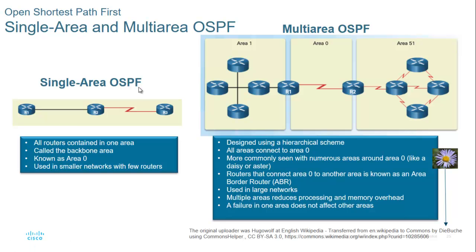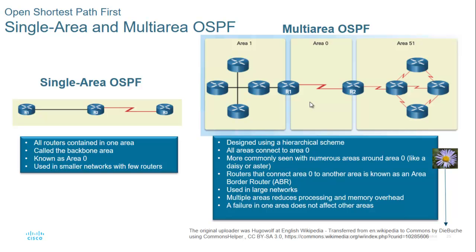Multi-area OSPF is designed using a hierarchical scheme. All routers connect to Area 0, and you can look at Area 0 as the middleman, the one in between connecting these different areas. Multi-area OSPF is most commonly seen with numerous areas around Area 0. A router that connects Area 0 to another area is known as an Area Border Router, or ABR. This is used in large networks.